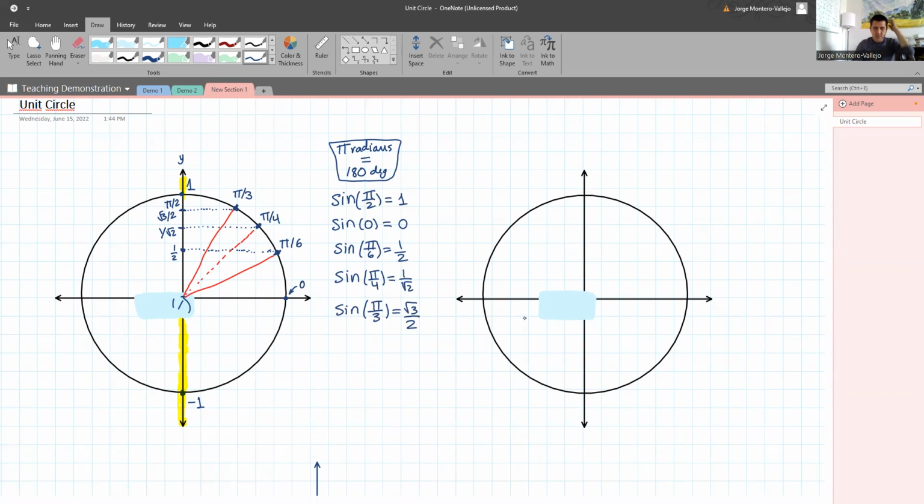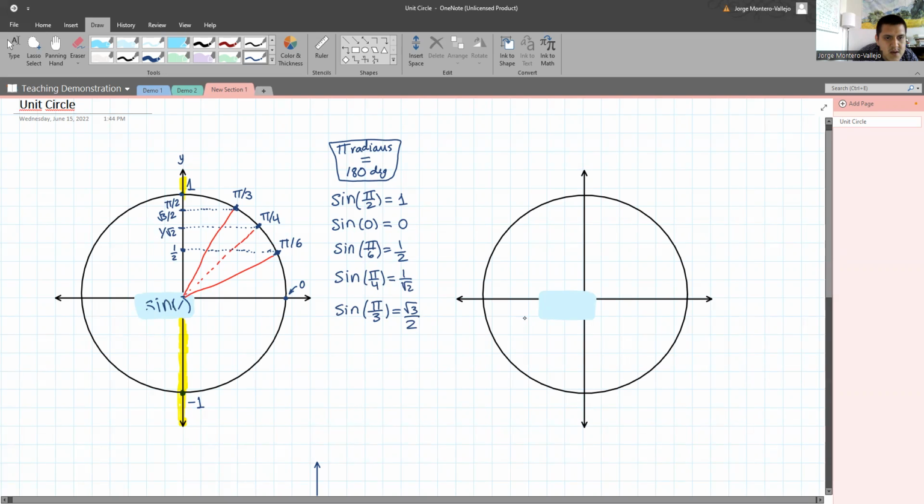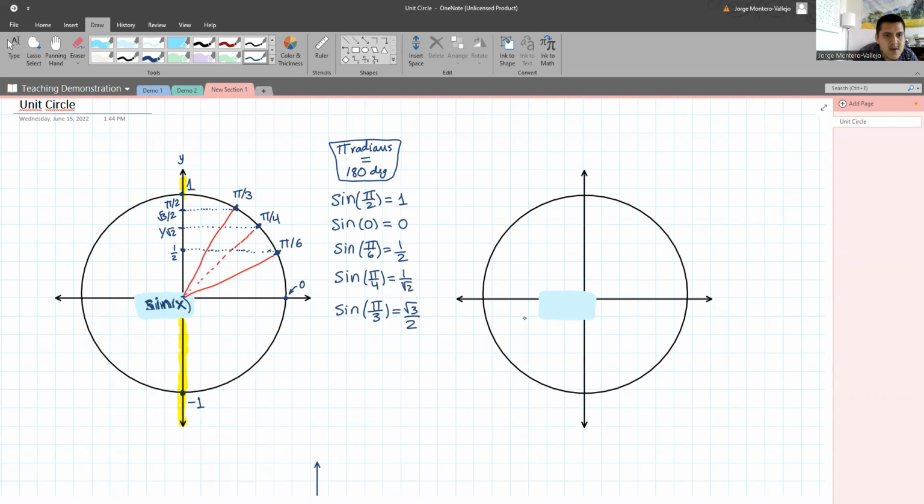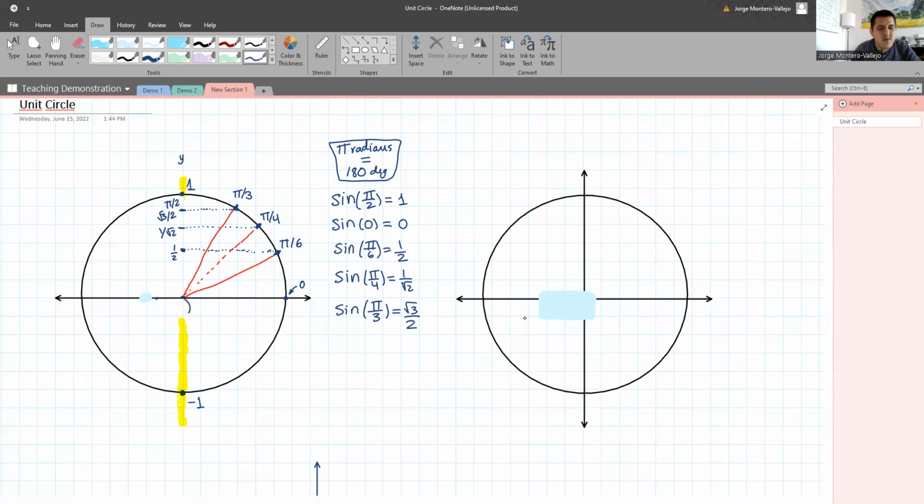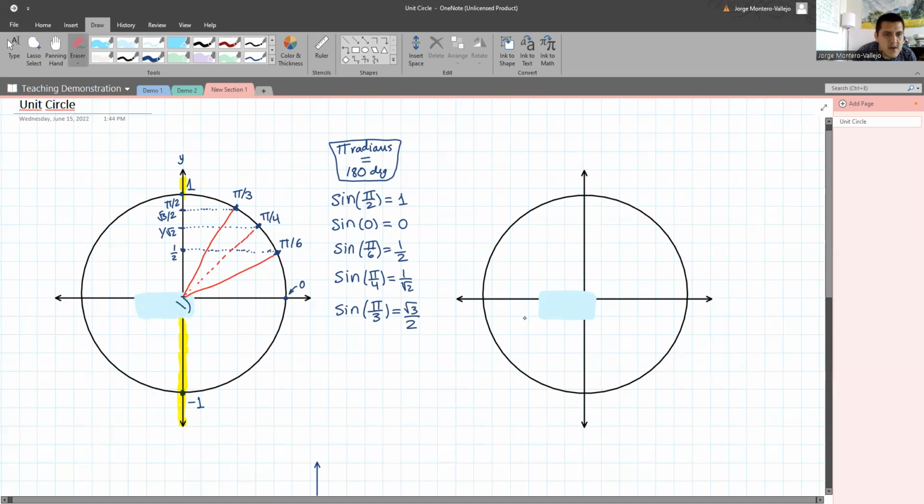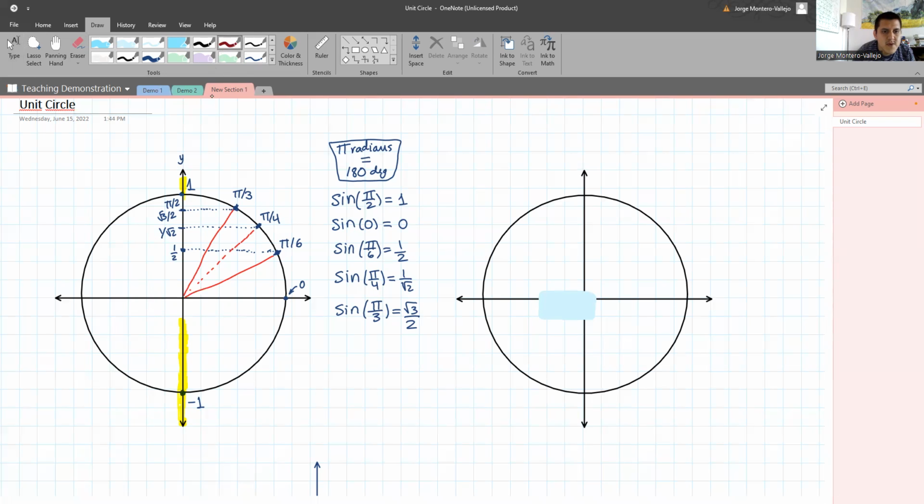Okay, I don't know why this keeps disappearing. Sine of x. Okay, this is annoying me. I'm going to just erase this part. Oh no, I didn't want to erase that. Okay, I think I'm just going to select it and delete. There you go. Okay, so I'm going to just write here with this thick marker, sine of x, like that.